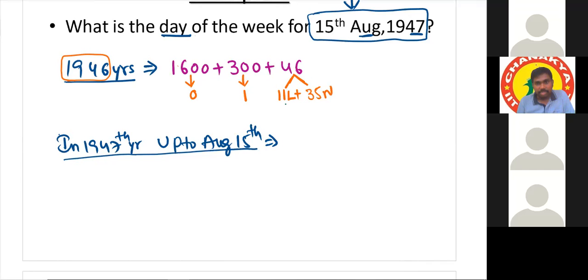Now tell me, 1 leap year consists of 2 odd days. 11 leap years consist of 22 odd days. 35 normal years consist of 35 odd days. So here we can cancel 7 multiples. If we cancel 22 by 7, what is the remainder? 1. If we cancel 35 by 7, remainder? 0. Overall, how many odd days are there in 1946 years? 1 plus 0, overall 2 odd days. So 2 odd days are there in 1946 years, right?